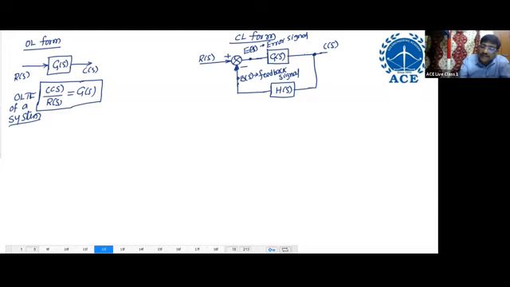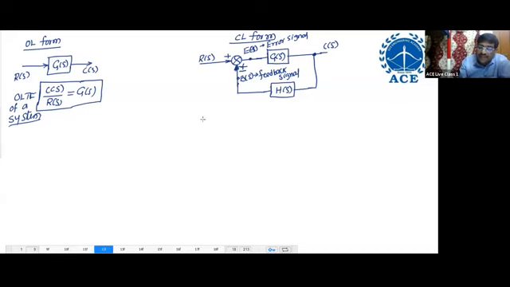This is called the takeoff point, and this is called the summing point. I think you know. Takeoff means taking the signal away from the point. Summing means addition. Here you can take plus or minus also: positive feedback as well as negative feedback.